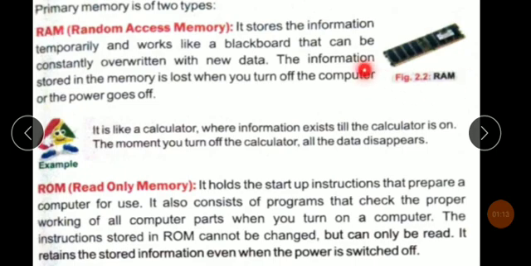So RAM, here is given the picture of RAM. RAM is a volatile memory. It is also called temporary memory. If you suddenly switch off your computer, then your data is lost.